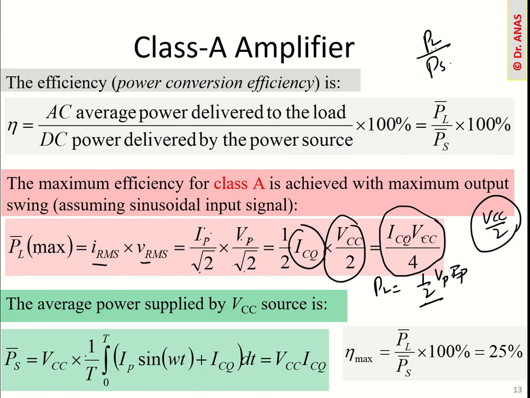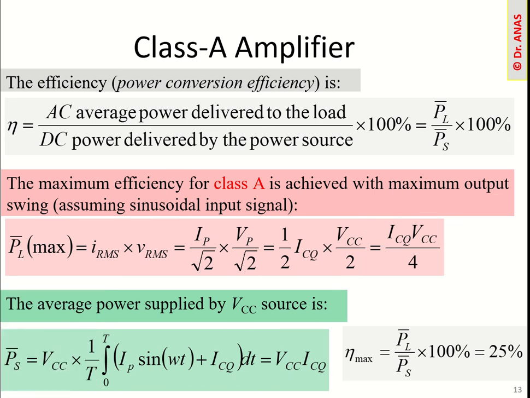And the source power will be VCC times IC, the source. And what is the IC? ICQ plus the AC current. If you integrate, finally we get this one, VCC times ICQ. So the main formulas from this derivation are that the maximum load power is half of Vp times Ip, and the maximum source power is VCC times ICQ.